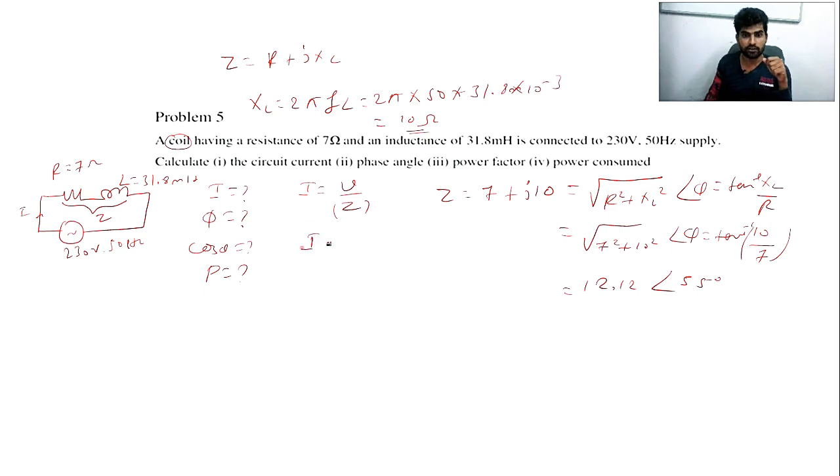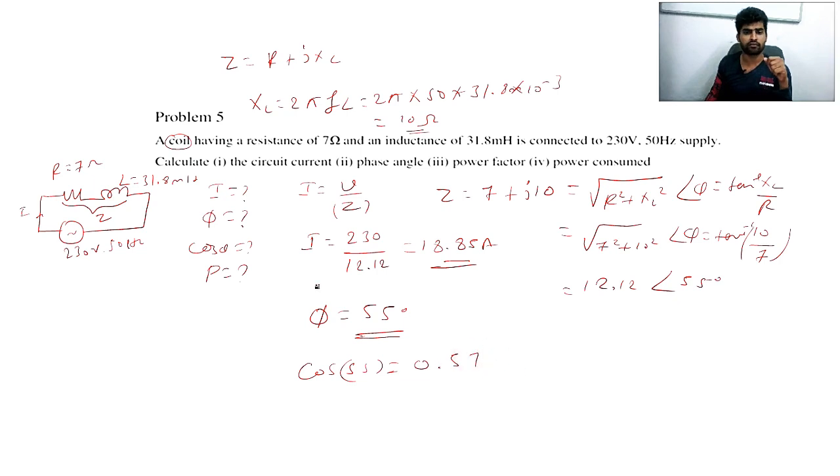So I is equal to V, 230, divided by 12.12. How much you will get? So 18.85 amps. Now we need to calculate phi. Phi we can directly write: phi is equal to 55 degree. And then cos phi is equal to what? Cos of 55, you will get 0.57.